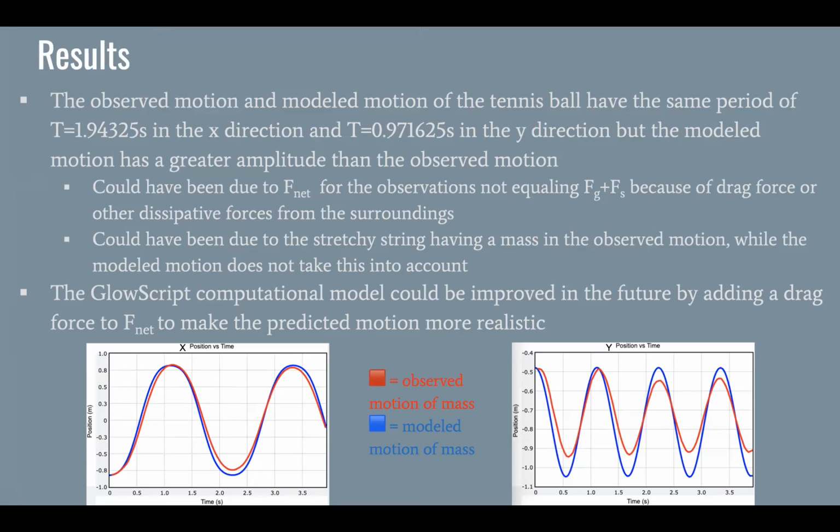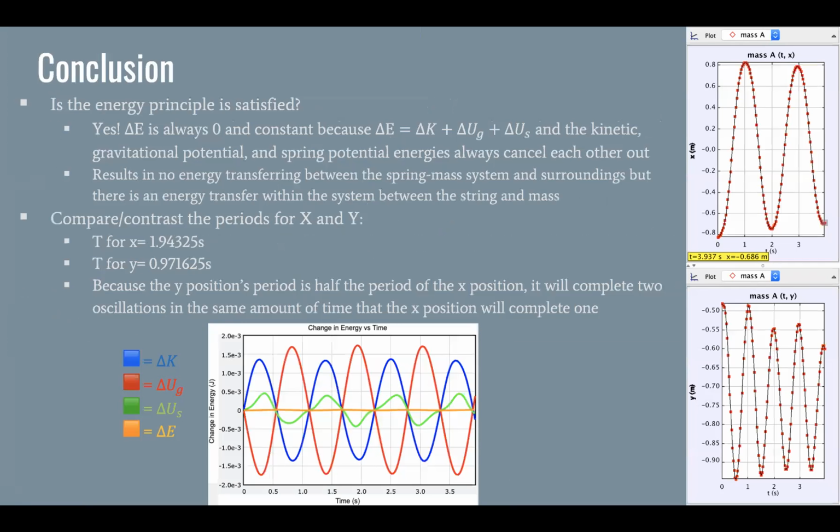The GlowScript computational model could be improved in the future by adding a drag force to F net to make the predicted motion more realistic. Once again, you can see in the graphs on the bottom, especially in the y position over time, that the amplitude of the observed motion of the mass is smaller than the amplitude of the modeled motion of the mass.